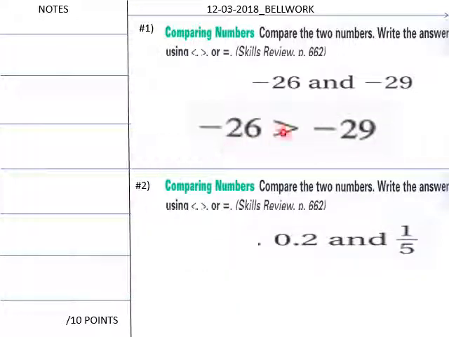Welcome back. There is your statement here, your relation between -26 and -29. And then 0.2 does equal 1/5. So there are your solutions for your bell work.